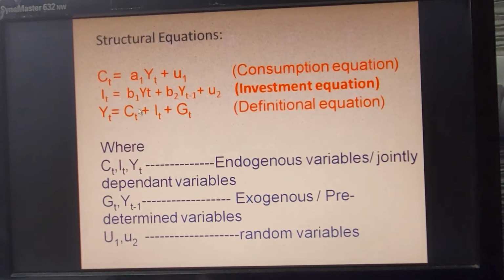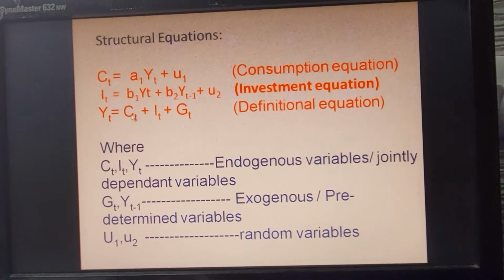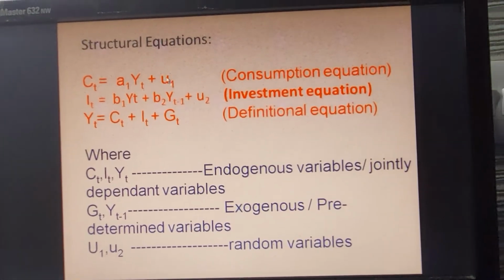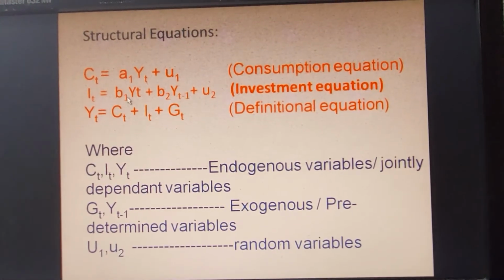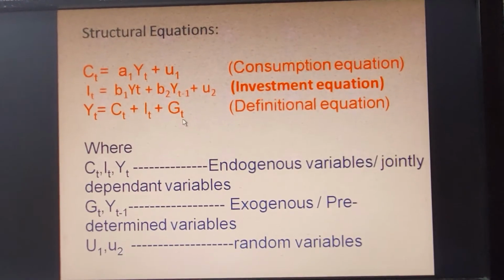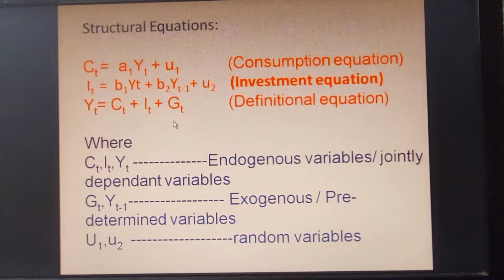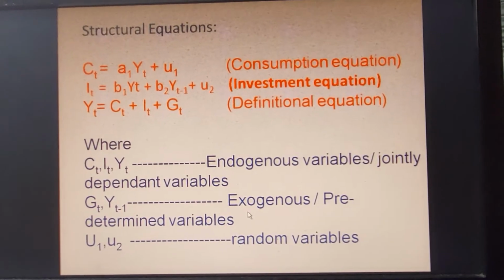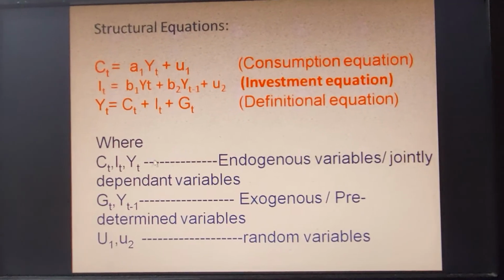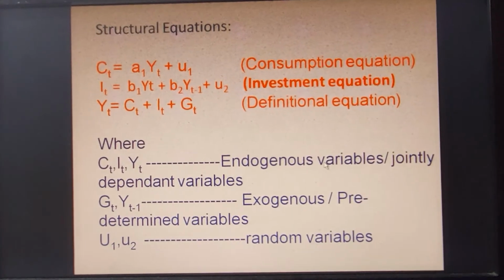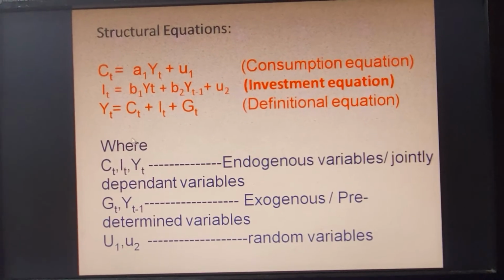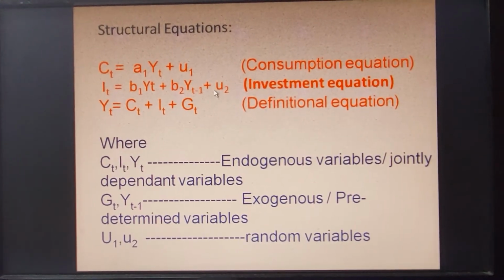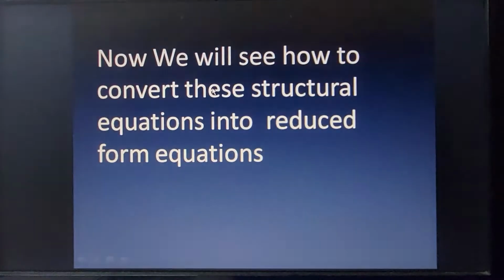Here what are we seeing? Yt is here and Yt is here too. This means the value of Yt is being determined inside the system, whereas Yt minus 1 and Gt are determined outside the system. That is why they are called exogenous variables, and Ct, It and Yt are called endogenous variables. These mu1 and mu2 are the error term or random variables.